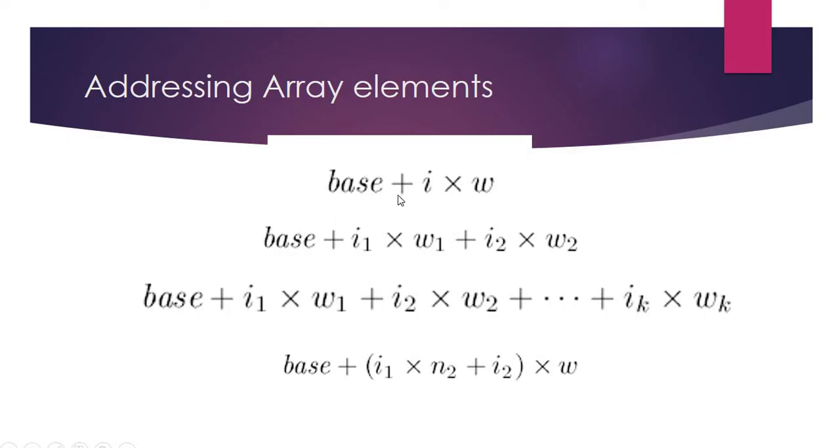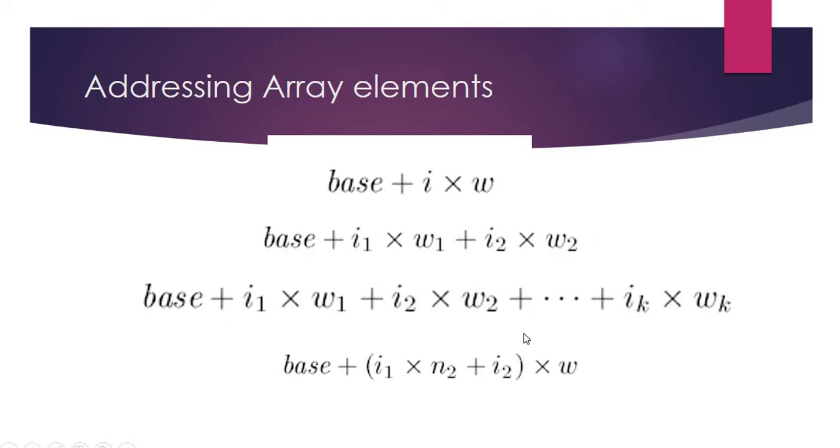So the address is the base address of the array plus the index value I into W, where W is the width and I is the index value. If it is a one-dimensional array, this is the formula we are going to use: base plus I into W. If it is a two-dimensional array, then base plus the index value of the first dimension into how many columns are there in the row, plus I2, the index value in the second dimension, into the element data size. So if it is an integer, this W2 will be 4 bytes, according to the example we have considered here.